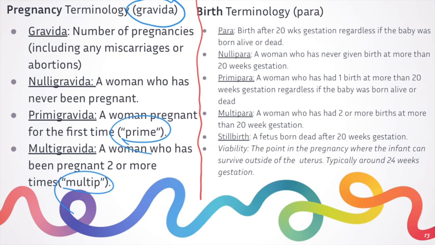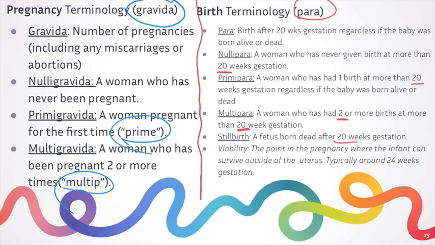So now let's shift over to birth terminology, and that is para. So the para is defined as a birth over 20 weeks gestation, regardless of if baby was born alive or dead. Now we have a nulla para is somebody who has never given birth at more than 20 weeks. You're going to see this commonplace here. A prima para is somebody who has had one birth at more than 20 weeks, regardless if that baby was born alive or dead. A multipara is a client who has had 2 or more births at more than 20 weeks gestation. And a stillbirth is a fetus that has been born dead after 20 weeks gestation.